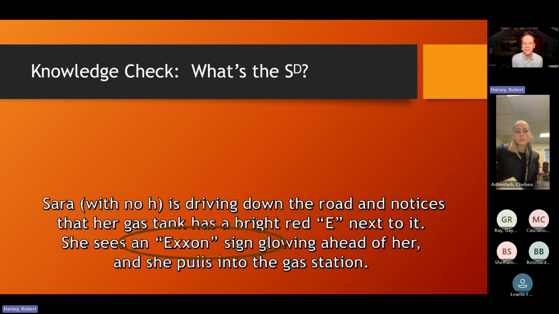So that's what tells us that reinforcement is needed, or that there is something that motivating operations decrease or increase the reinforcing value of, right? So the bright red E tells us that gas is valuable. The Exxon sign tells us that gas is available. Okay, does that make sense?